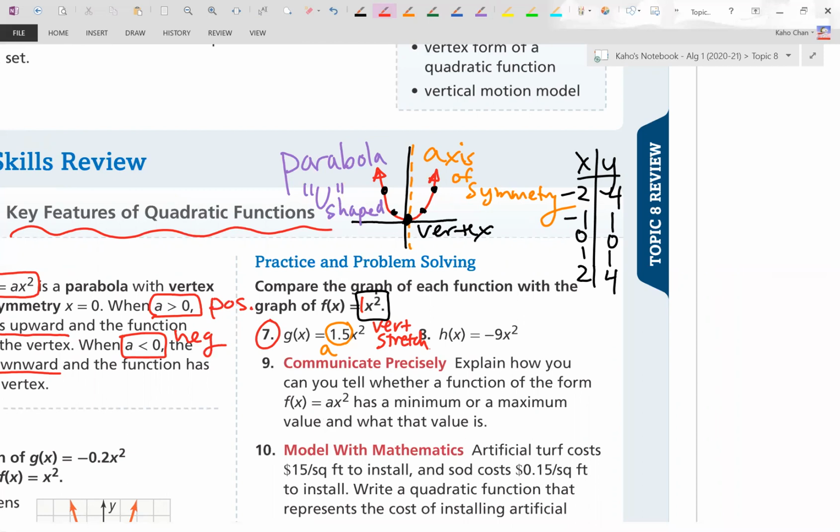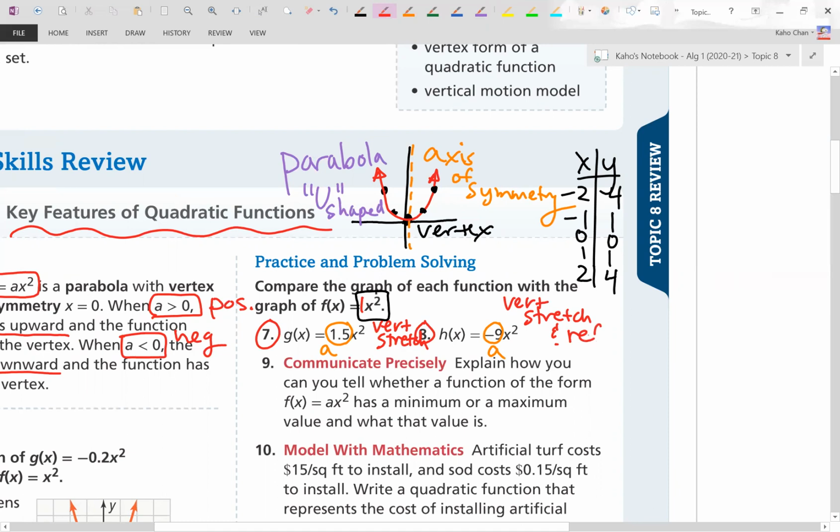Take a look at number 8. Its A value is -9. A couple things going on here. Not only is it negative, but 9 is very big. So it's also a vertical stretch. And because of the negative sign, it's upside down. Remember over here on the left here, when it's upside down, it's reflected.